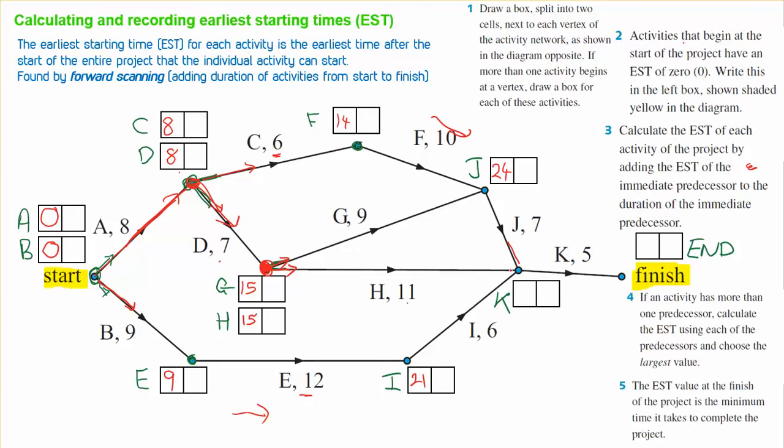When we get to this vertex here, you'll notice that there's actually 3 that are incoming to this vertex. When that happens, we have to work out the biggest one. So if I start from the bottom, we started at 21 and went up 6, that takes us to 27. If we go down H, we started at 15, went up 11, so that got us to 26. So 27 is bigger so far. But if we went down J, that took us from 24 all the way to 31. So 31 would have gone here.